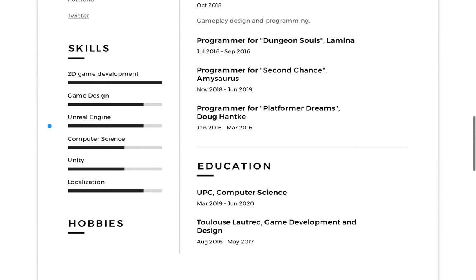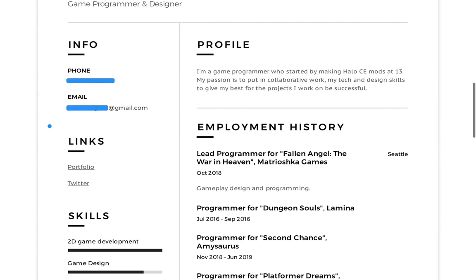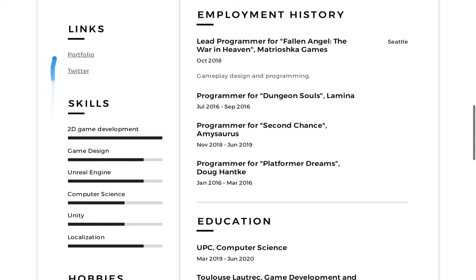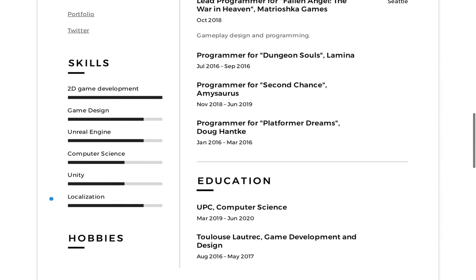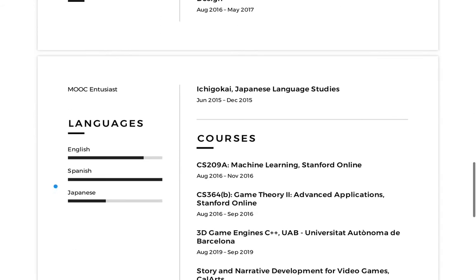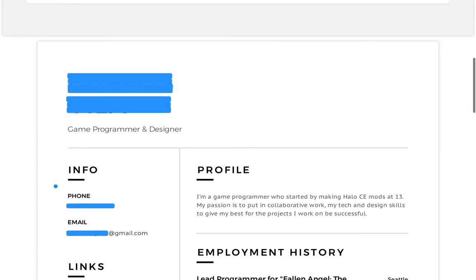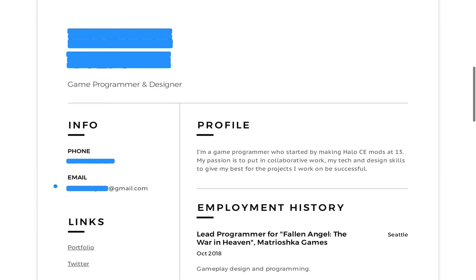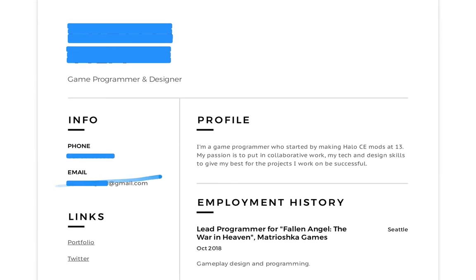And in the small column here, they've got their contact info, links to their portfolio and social media accounts, a list of some skills that they have, a mention of some hobbies and languages. At a high level, I think this is a really good start. I especially like this profile section because I think it's a great opener for this resume.